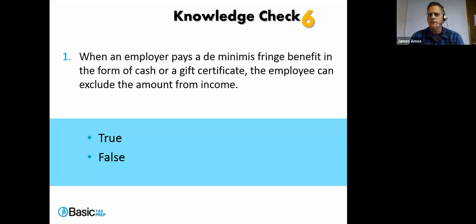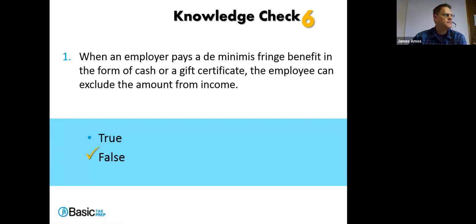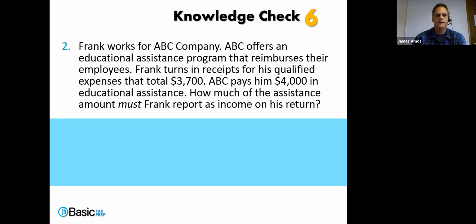All right, so let's do a knowledge check here. When an employer pays a de minimis fringe benefit in the form of cash or a gift certificate, the employee can exclude that amount from income. True or false? False. That's right. It is false. That has to be and will be included on your W-2 income.